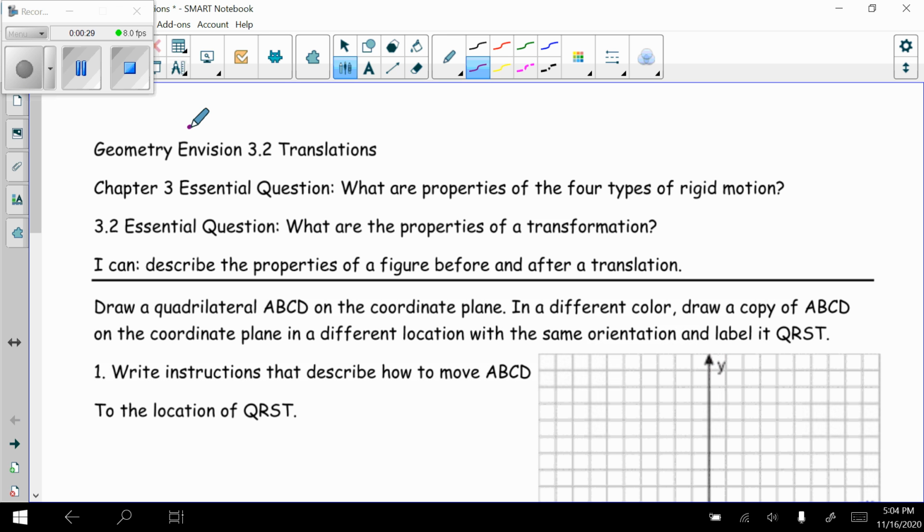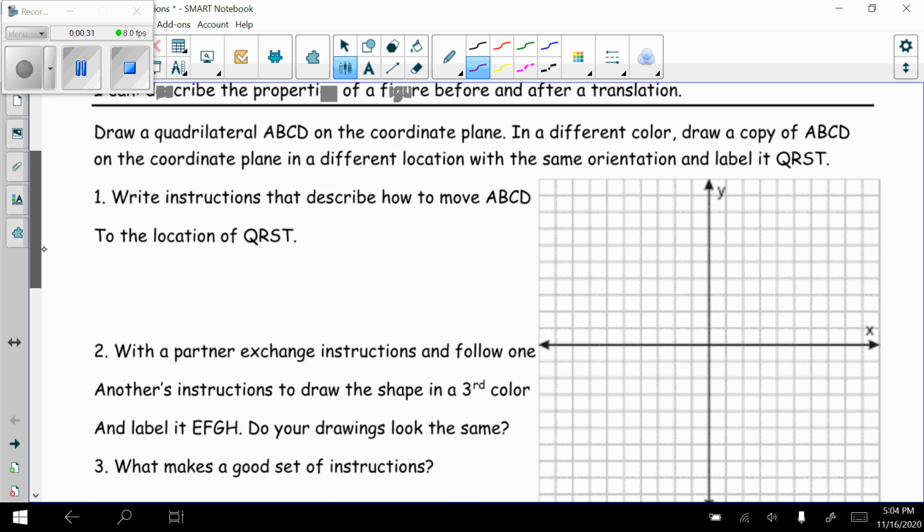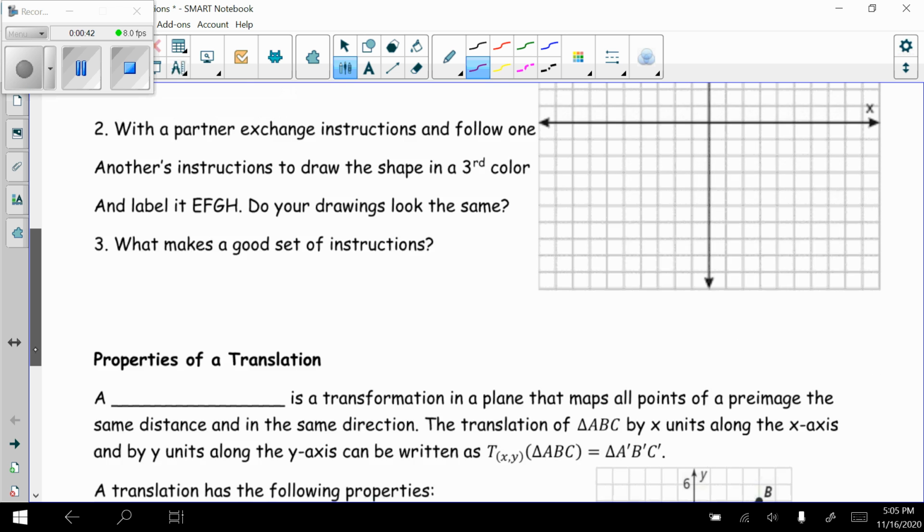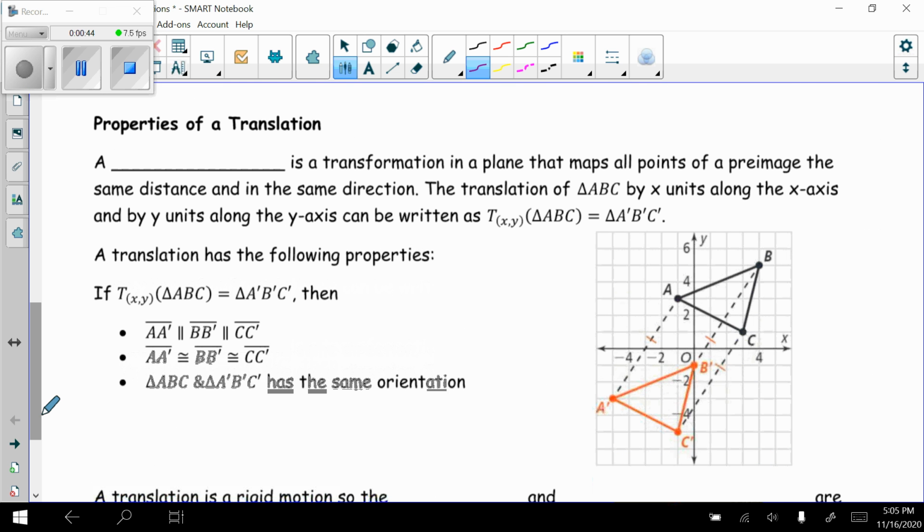This very first thing in our notes you will be doing in class with a partner. So I'm not going to go over that here on the video because that's going to be done with a partner. So we're going to go straight down to properties of a translation. Okay. So if we're going to talk about translations, we need to know what a translation is. A translation is another one of our vocabulary words. Remember, our vocabulary test is on Monday.